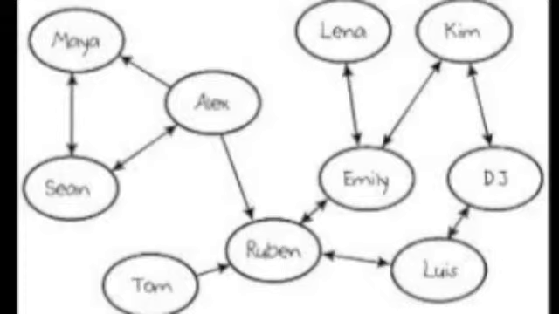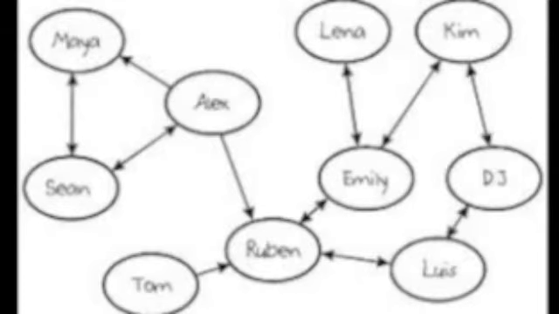Those individuals with very few or no choices at all are called isolates. Here we see poor Tom located at the bottom left-hand corner without a soul in sight that's willing to work with him.